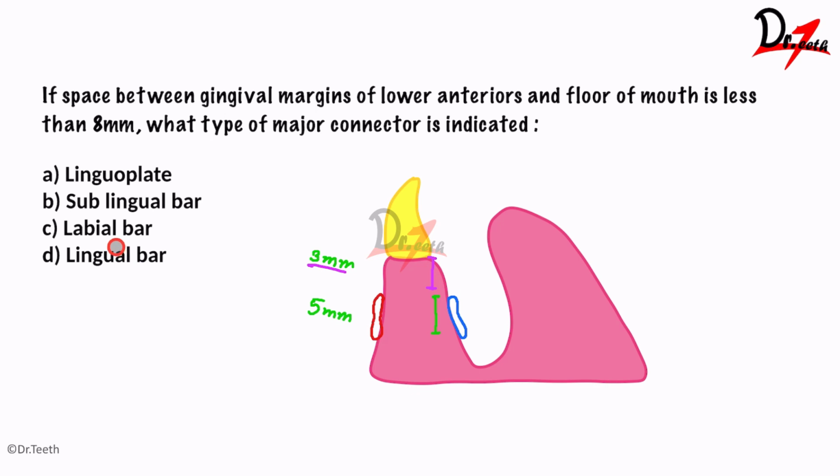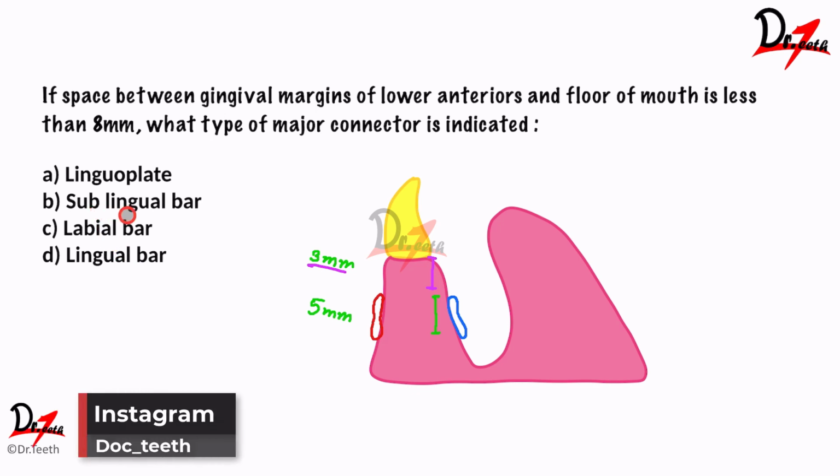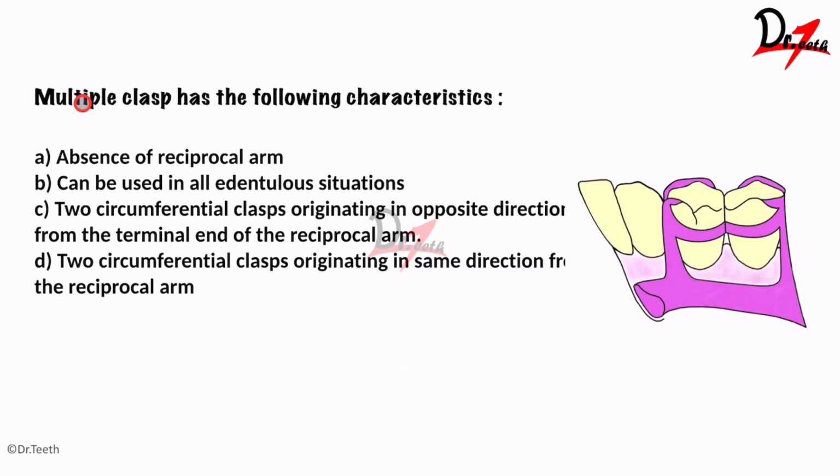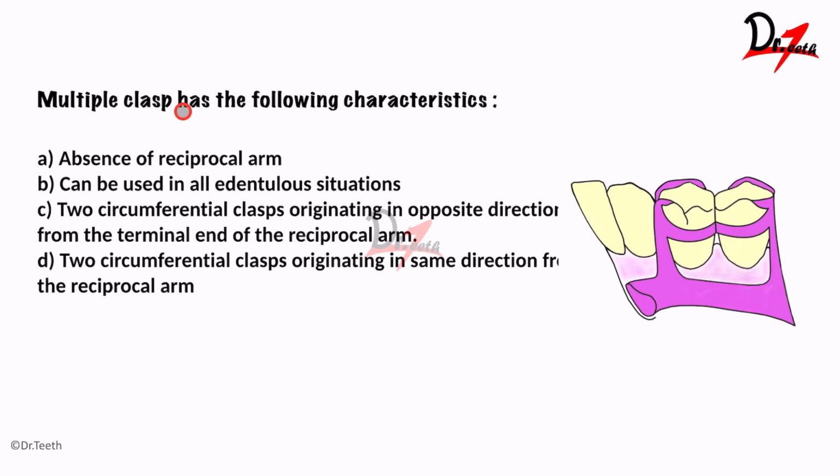So this is also out of question. We have the sublingual bar. This goes even deeper, right, in the floor of the mouth. So that is also not an option because we don't have a space. The only option left is the linguoplate. So this major connector resembles a plate and it starts from the cingulum portion of the teeth and extends downward. Next question, multiple clasp has the following characteristics.